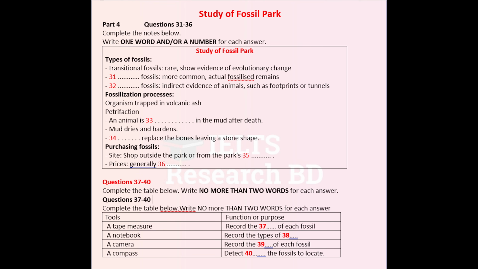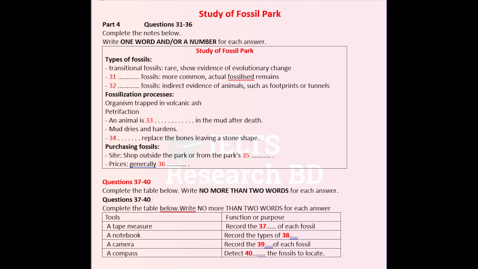Next, we have preserved fossils, which are more common fossilized remains. These are fossils in which the structure of an animal or plant remains intact, and you can clearly see something like a plant or a fish. Thirdly, we have fossils which indirectly show the activities of animals, such as their tracks and burrows, and we refer to these as trace fossils.